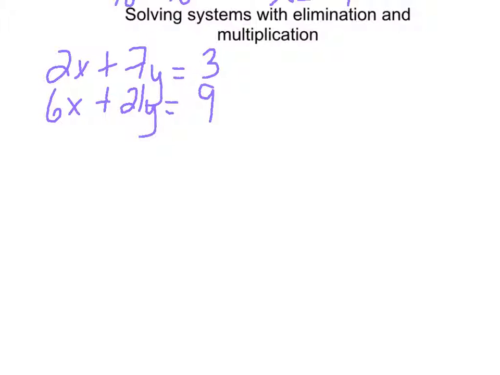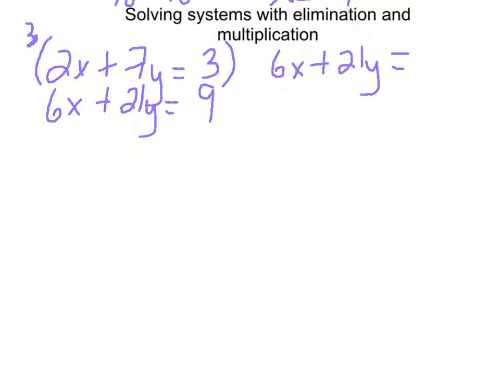I am going to look at my x's. Notice that 2 goes into 6. This can make it easier. This is not the only way to do this problem, but I can just take the top equation and multiply by 3. I don't have to do it that way. I could make both of them be like a 12 if I wanted, and that's a-okay. But I'm just going to do it my own way, and this will still work out. So if I multiply everything on the top equation by 3, 3 times 2x gives me 6x. 3 times 7y gives me 21y.